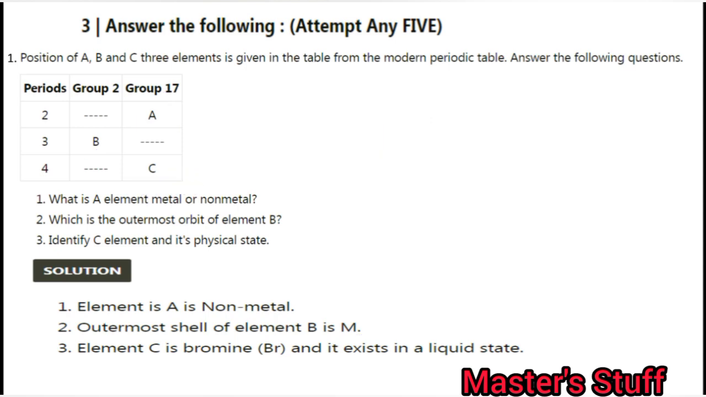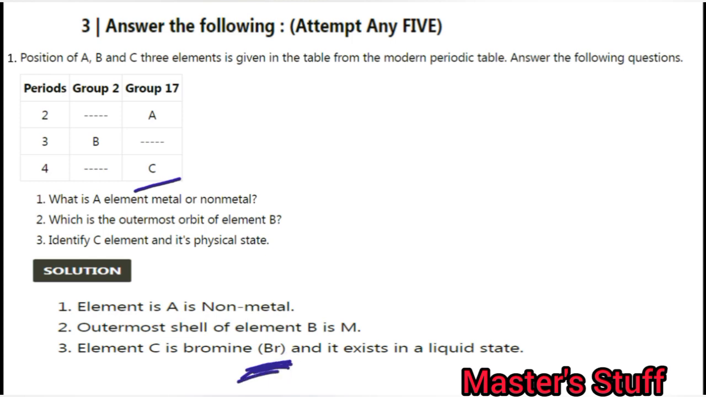Third question, identify element C and its physical state. Element C belongs to group 17 and period 4. Therefore, element C is bromine, Br, and it exists in a liquid state.